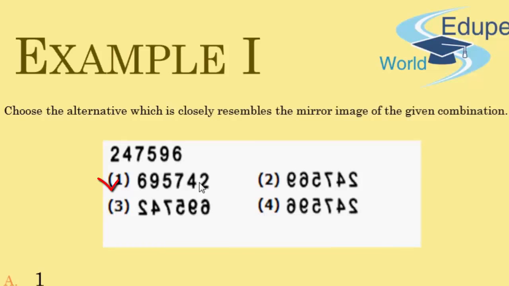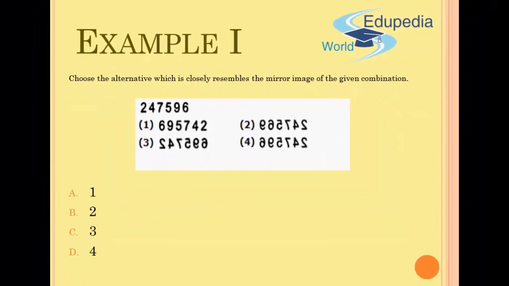I see in option 1 that 2 is written as it is. 4 is also written as it is. 7, 5, 9, 6, all of them have been written as they are. They have not been flipped or they have not been inverted about the y-axis. So I have to eliminate option 1. That leaves me with option 4. And if I observe option 4, I see that 2 has been flipped, so has 4, 7, 5, 9 and 6. All of them have been inverted about the y-axis. So I come to the conclusion that 4 must be the correct answer choice, since it satisfies all the conditions, and I will select option D as the correct answer choice.